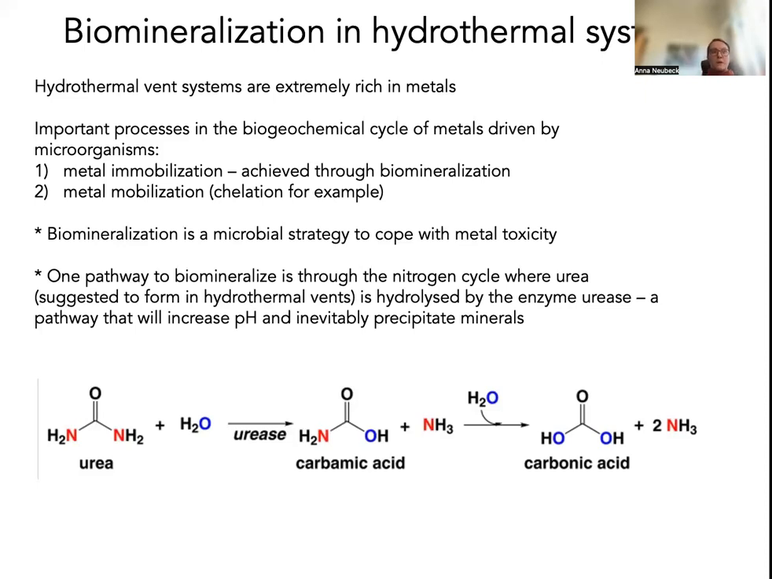One pathway to biomineralize is through the nitrogen cycle, where urea, which is suggested to form in hydrothermal vent systems, is hydrolyzed by an enzyme called urease. And when this urease enzyme is hydrolyzing the urea, it creates an increased pH.